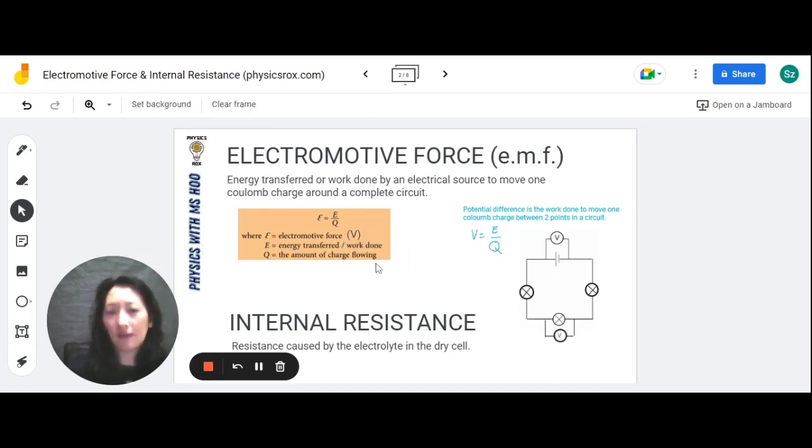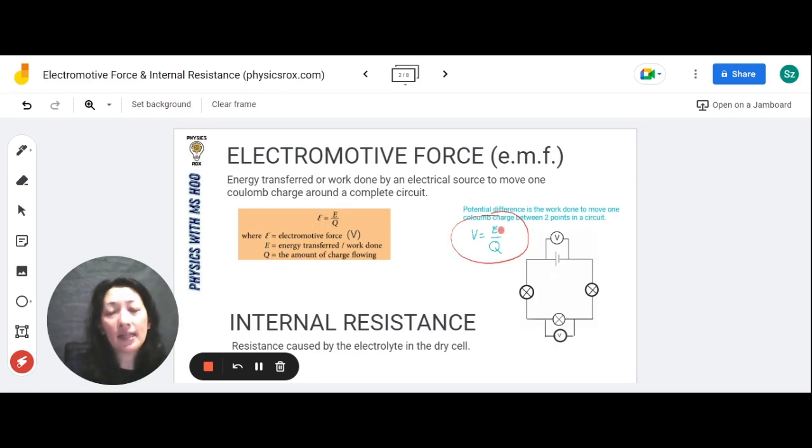That's actually in volts. Now, this is the equation based on the definition, where it relates the electromotive force with the energy transferred or work done to the amount of charge flowing. So electromotive force is the energy done per unit charge that's flowing. That's why the formula is EMF equals E over Q. E is written a little bit differently here to differentiate between electromotive force and the energy transferred.